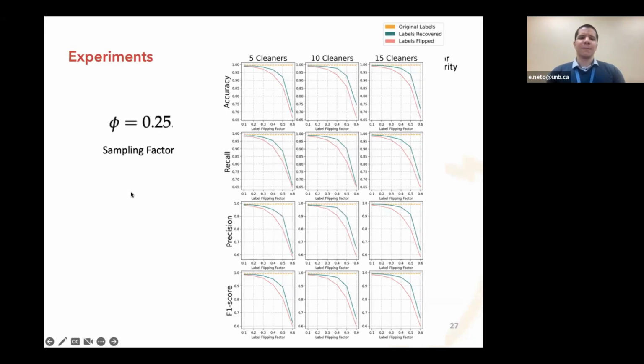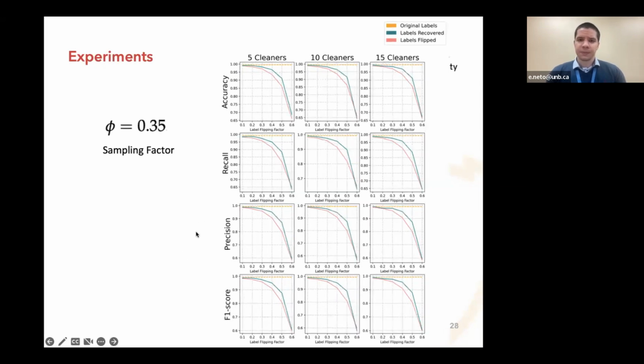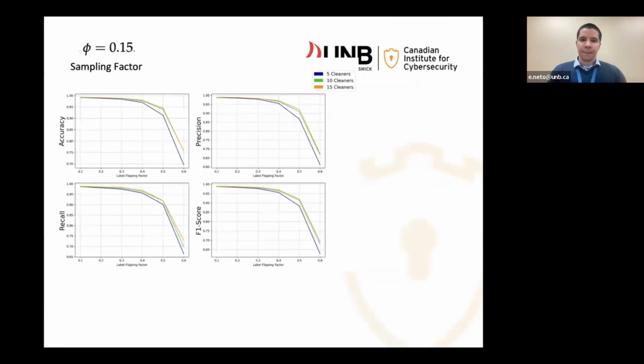Remembering that this sampling factor refers to the size of the data set you're going to be using for training our cleaners, right? So here we increase this sampling factor a little bit. The results, when you take a look at it, seem to be very similar, right? And same with 0.35. But then if you consider a different angle of this evaluation, with sampling factor 0.15, these are the results for different numbers of cleaners.